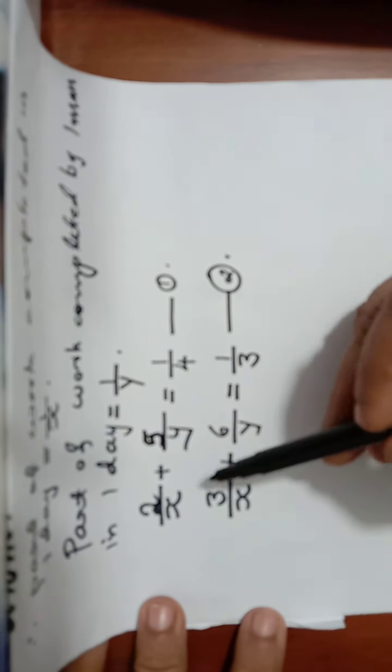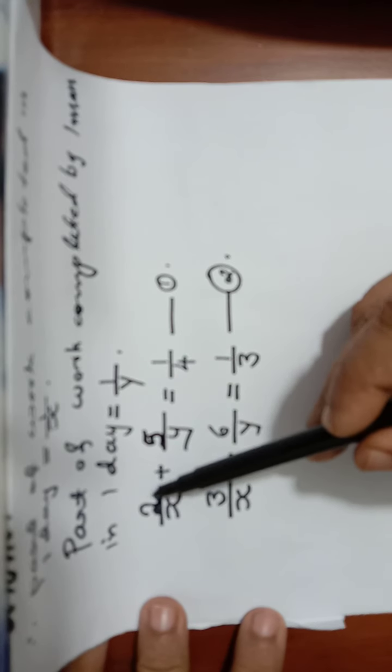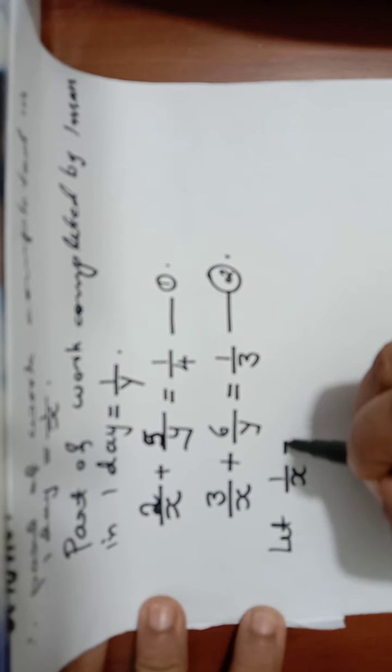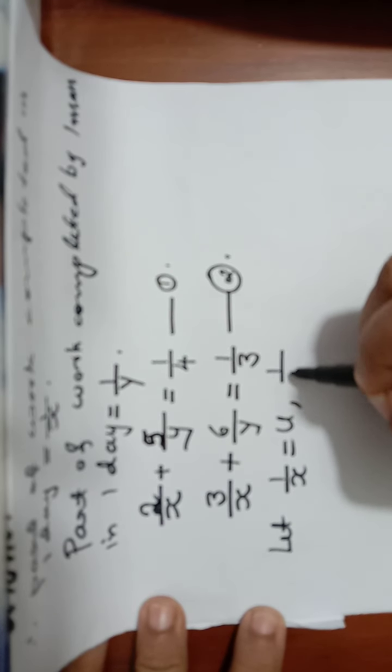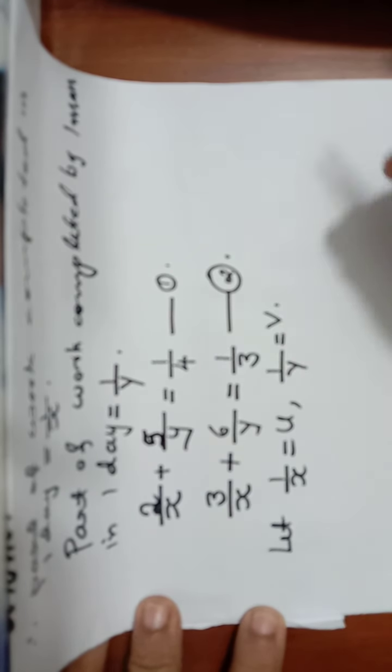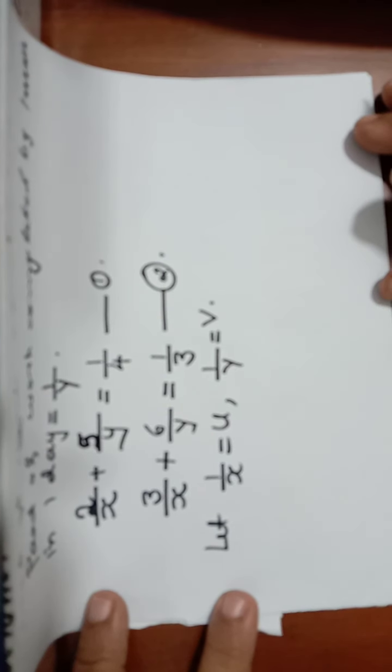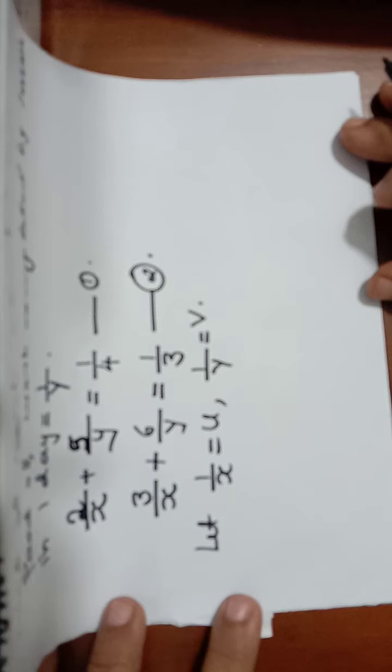Let us take one example I told you. 2 into 1 by x. Let 1 by x equal u and 1 by y equal v. I'll be framing the equations for you, and you have to complete it. 1 by x is equal to u, 1 by y is equal to v.